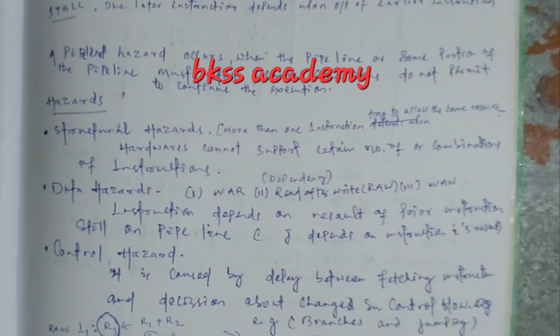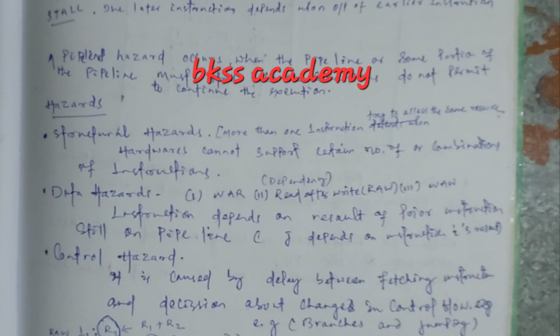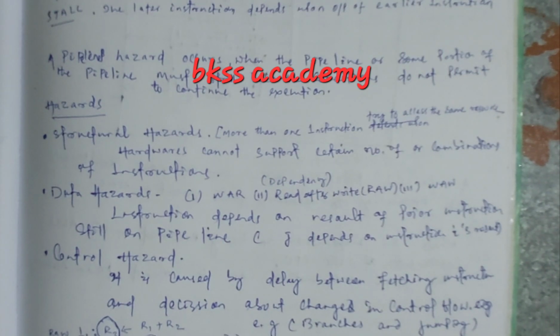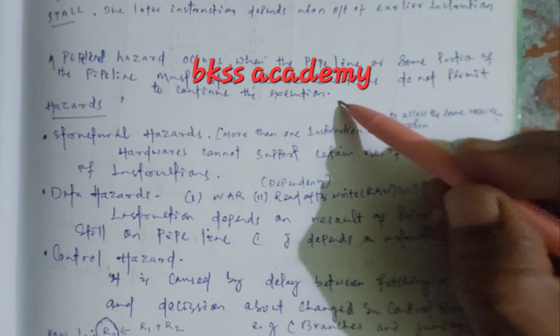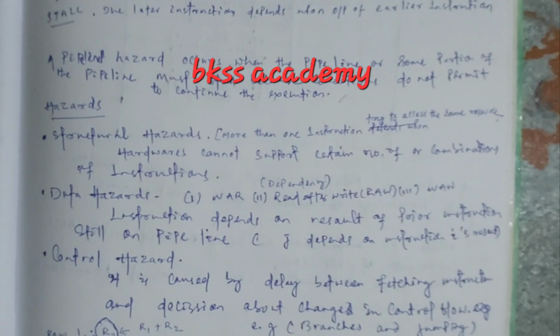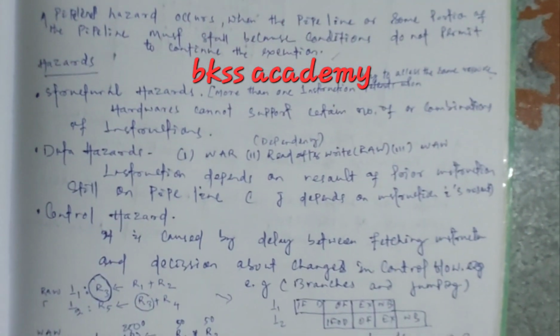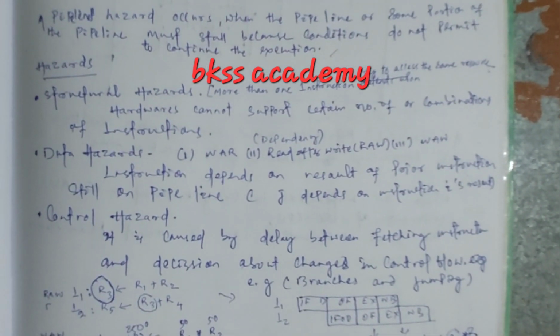A pipeline hazard occurs when the pipeline, or some portion of the pipeline, must stall because conditions do not permit the execution to continue. When it is in waiting mode for the recent process to be processed, that is called a pipeline hazard. The hazards are of three kinds: structural hazard, data hazard and control hazard.